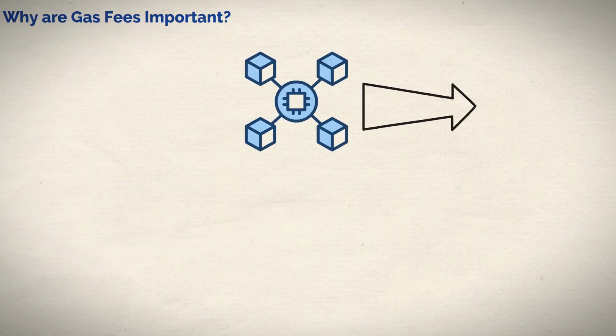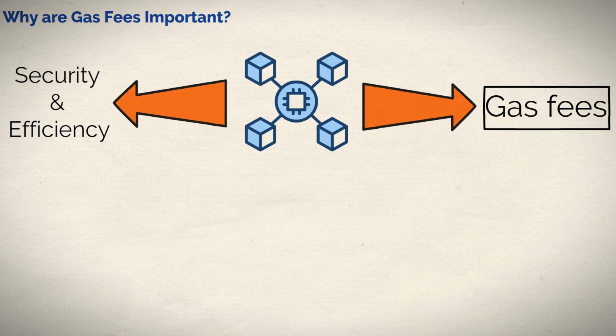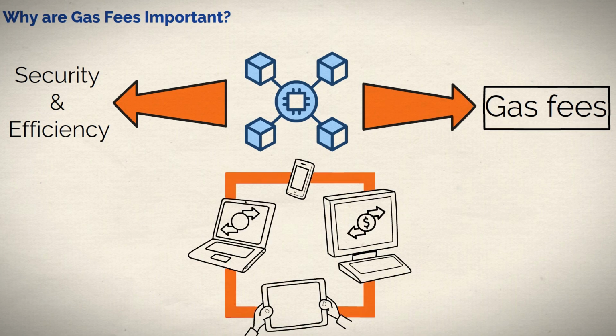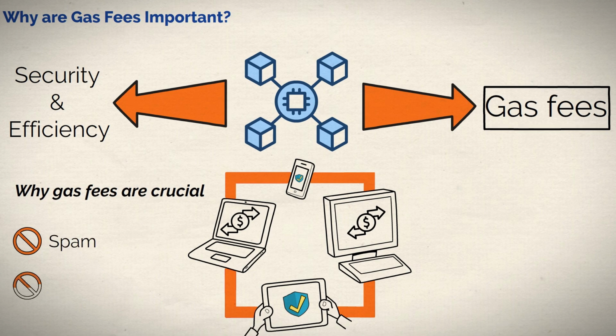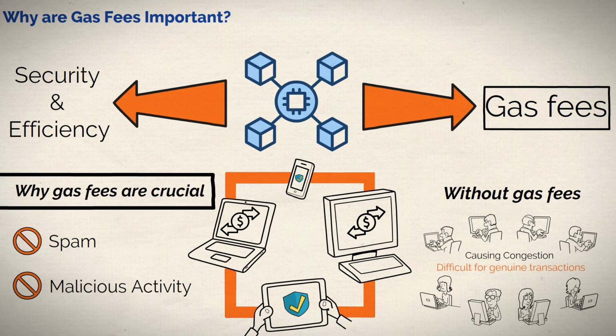Basically, a blockchain network relies on gas fees to maintain its security and efficiency. These fees help incentivize miners, who are users running nodes on the network, to validate transactions and help secure the network. Another primary reason why gas fees are crucial is that they help prevent spam and other malicious activity on the network. Without gas fees, bad actors could flood the network with fake transactions, causing congestion and making it difficult for genuine transactions like yours to be processed. In this way, gas fees make it much harder for malicious actors to disrupt the network, which helps maintain the blockchain's security and integrity.